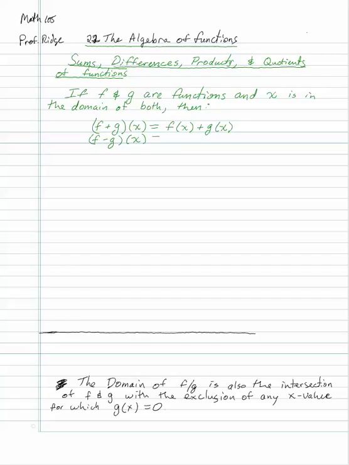f minus g of x is f of x minus g of x. f times g of x is f of x times g of x. And f divided by g of x is f of x divided by g of x, provided, of course, that g of x is not equal to 0.